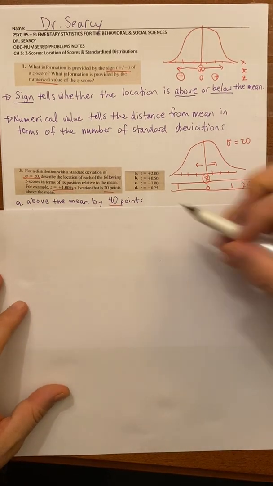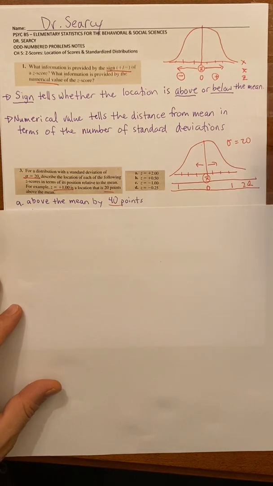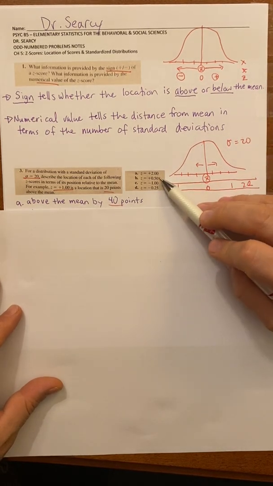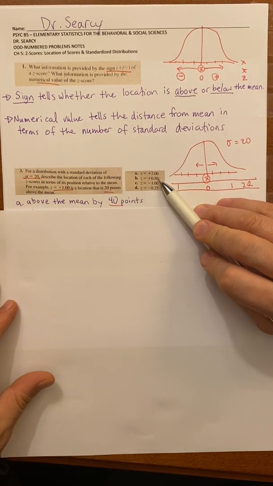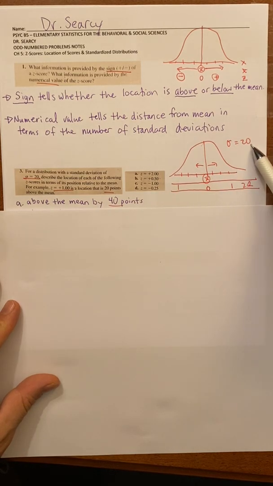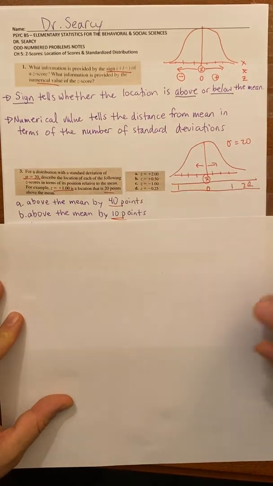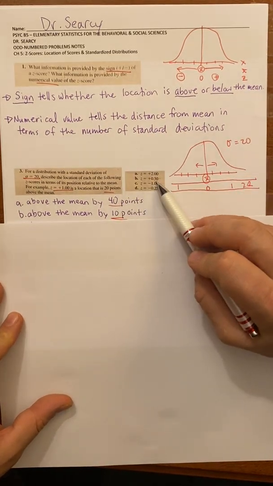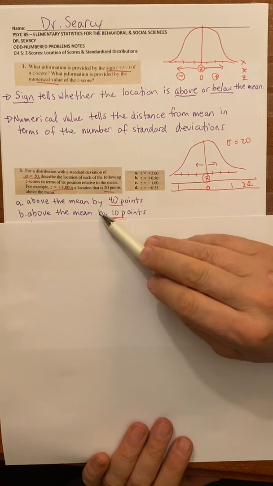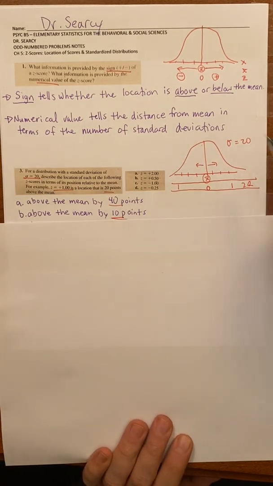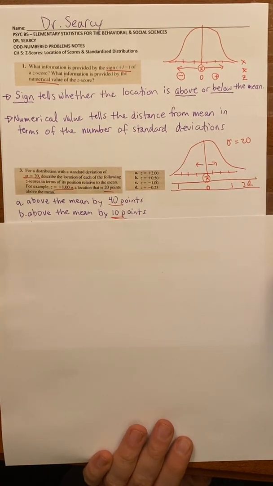So then we have a Z of +0.5, right? So that's half of a standard deviation unit. If a standard deviation unit is 20 ticks, what's half of 20? Well, 10, right? So a Z of 0.5 means that you're above the mean by 10 because the standard deviation is 20.